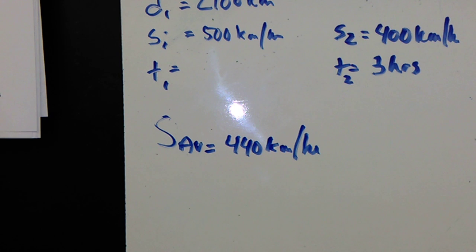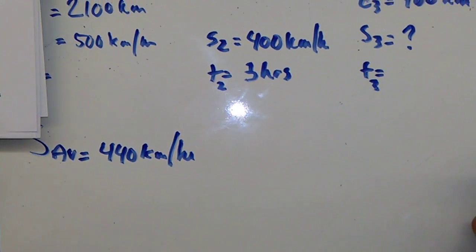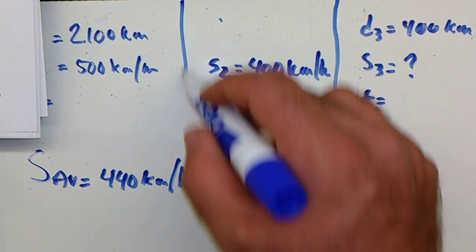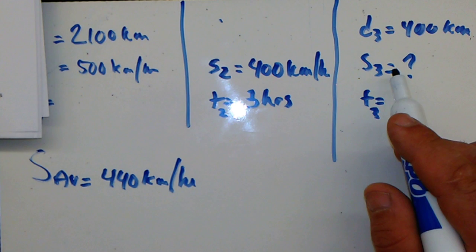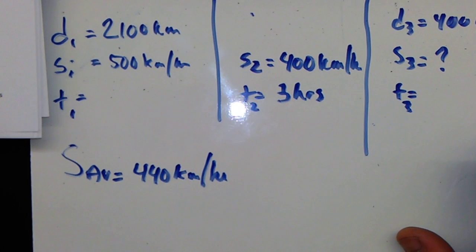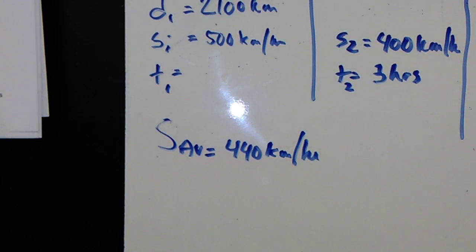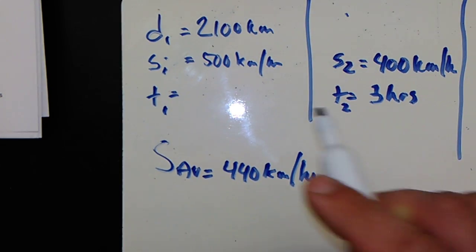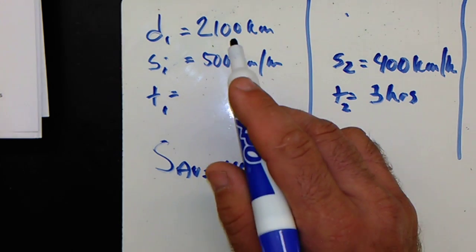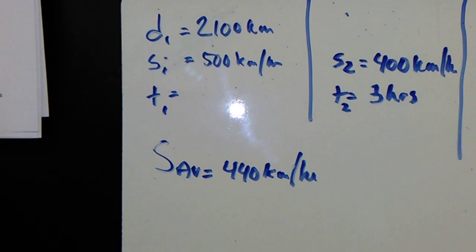Now, it says, what was the speed of the plane for the last part of the trip? So that brings us back over here. If we separate this into 3 sections of the trip, for this section, the speed we don't know. So let's go through what we have here. First of all, I know that I can solve for the time here, given these two numbers. That's a simple thing to do, so let's do that.